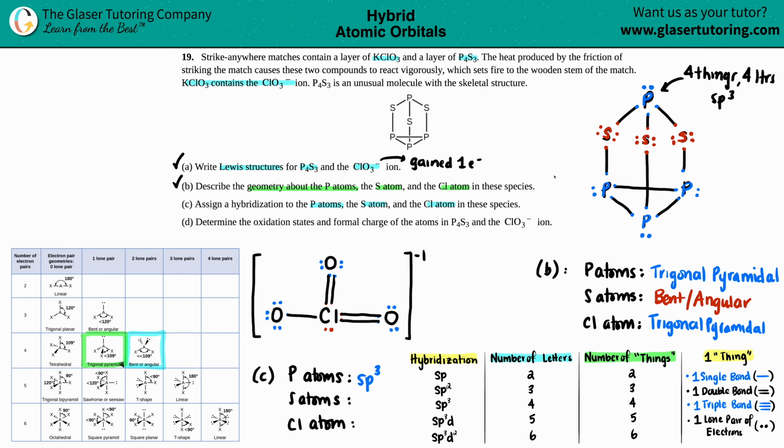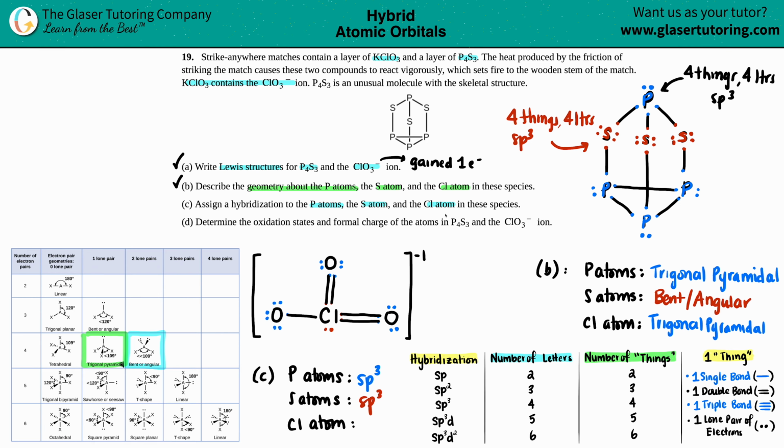Let's do the same thing for the sulfur. So this guy. Doesn't matter which one, they're all the same. So what's going on with sulfur? Well, sulfur has one thing, a single bond. It's got another single bond, that's 2 things. It's got 3 things and 4 things. So 4 things, 4 letters, also sp3.